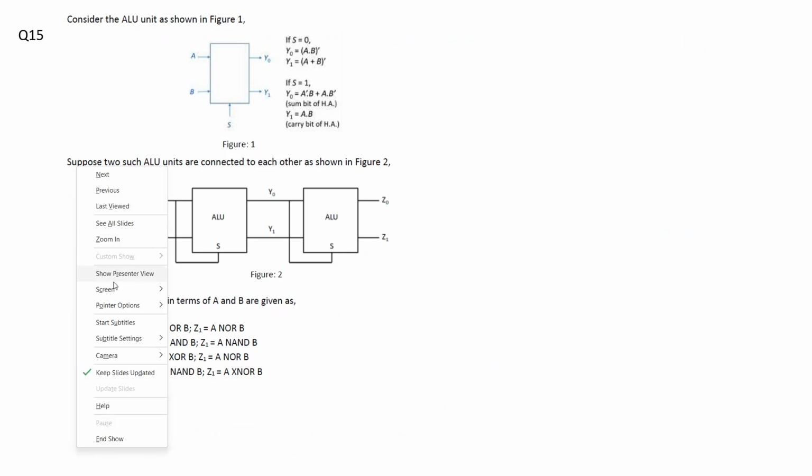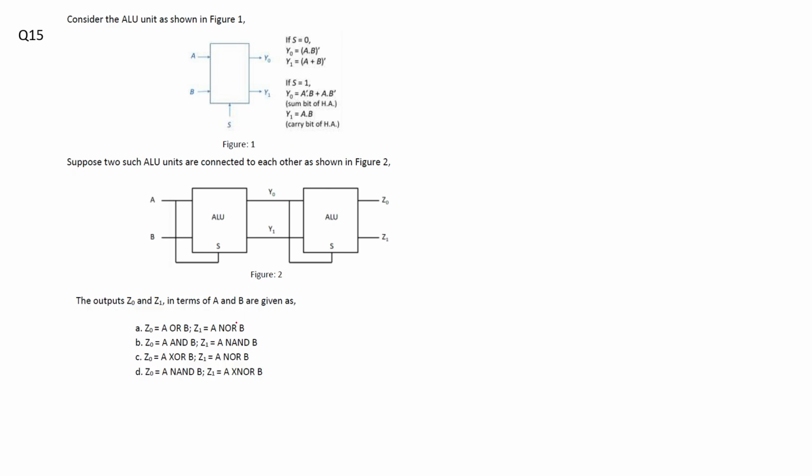Yeah, this is an interesting question. So question number 15, we have an ALU unit. Here is an ALU unit whose output is: if s equal to 0, so the select line is equal to 0, y0 will be NAND and y1 will be NOR of a and b. If s equal to 1, y0 will be a complement b plus a b complement, y1 is equal to ab. So this is the sum bit of a half adder and the carry bit of a half adder.